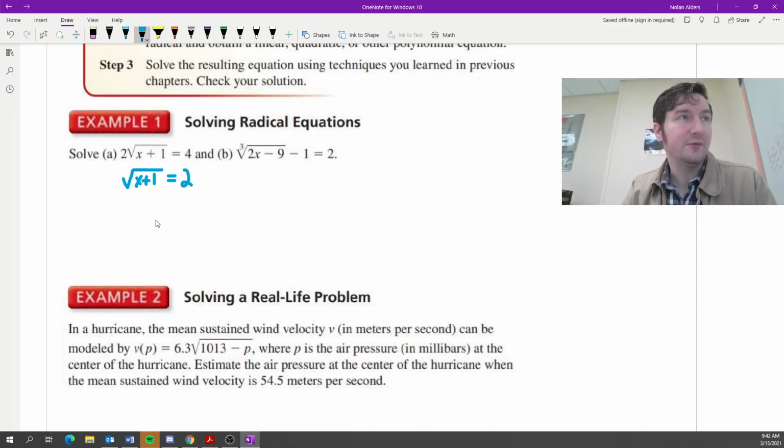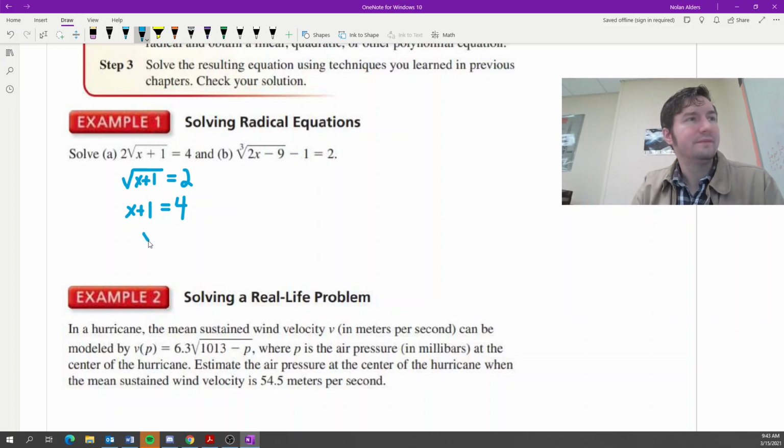Now to get rid of the radical, we have to do the opposite of square root. The opposite of square root is to square something. So just remember that the opposite of square root is to square. Opposite of cube root is to cube. Opposite of the fourth root is the fourth power, etc. If we square this side, then we'll just have x plus 1. All it does is get rid of that radical. And then if we square the right side, 2 squared is 4. Then we can subtract 1, and we'll have x equals 4 minus 1, which is 3.